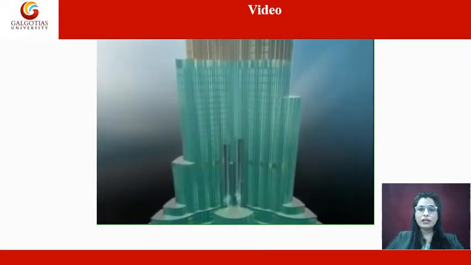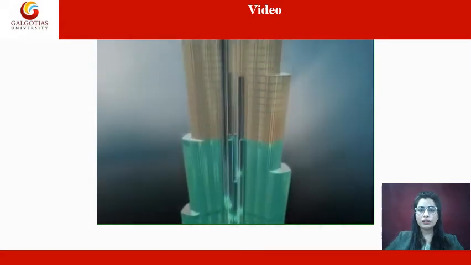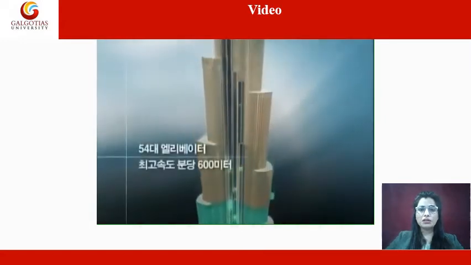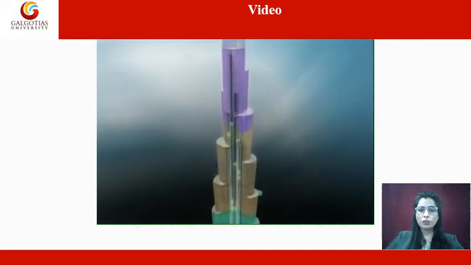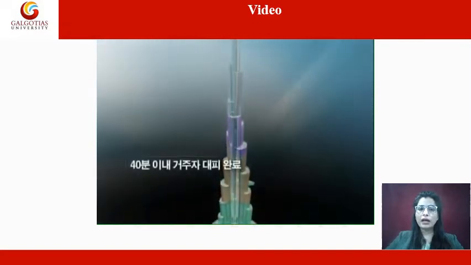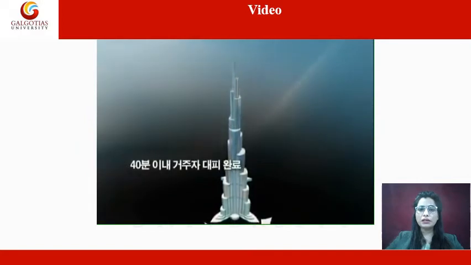So basically it has a core structure system, which means lateral and gravity load is supported by the central core, eliminating columns and bracing elements. So this is all about the Burj Khalifa. Here you can see the animation video based on the Burj Khalifa. So that's all for this video.